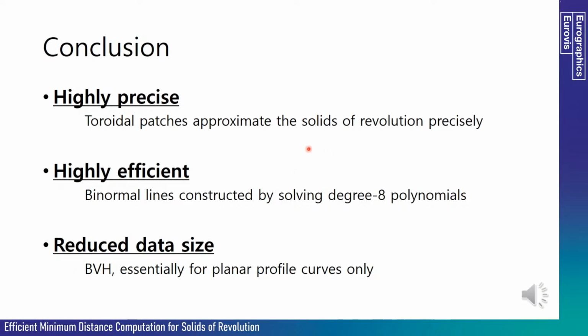Let me conclude my talk with three main contributions of this work. First, toroidal patches can approximate solids of revolution much more precisely than conventional convex bounding volumes, such as bounding boxes. Second, we can find binormal lines between toroidal patches by solving a degree 8 polynomial. Finally, we can reduce the size of the data structure since we build the hierarchy for planar curves, not surfaces. Therefore, we can compute the distance between deformable objects in real time.